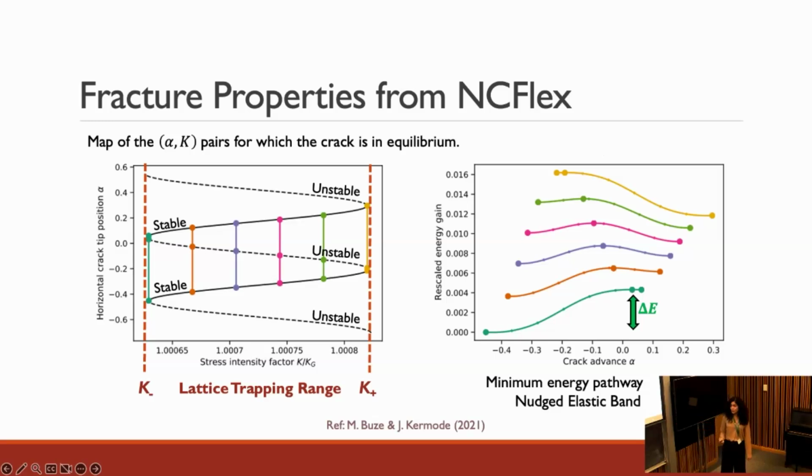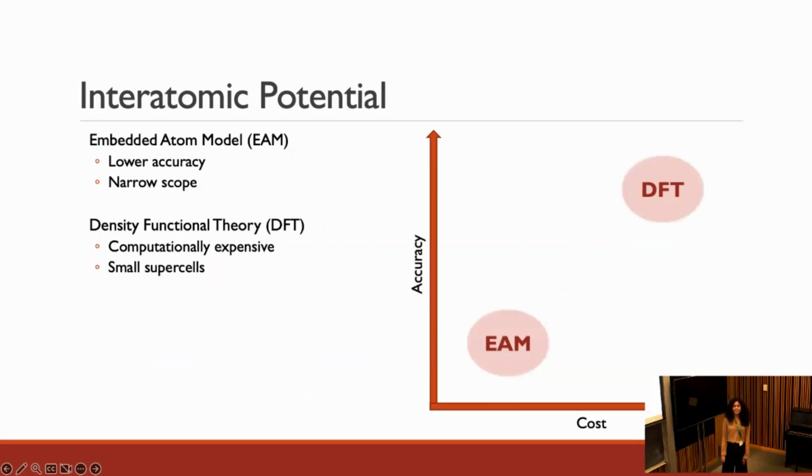So this is the method we want to use. Now we need a potential for iron. Most of the quasi-static fracture work done in the literature uses embedded atom models for iron, and they compare various different EAMs. But even trying the best EAM from the literature for fracture gave me very chaotic NC flex curves. So they might be good for predicting the fracture, but the moment you go into the details of transition states and stuff, it was just giving rubbish.